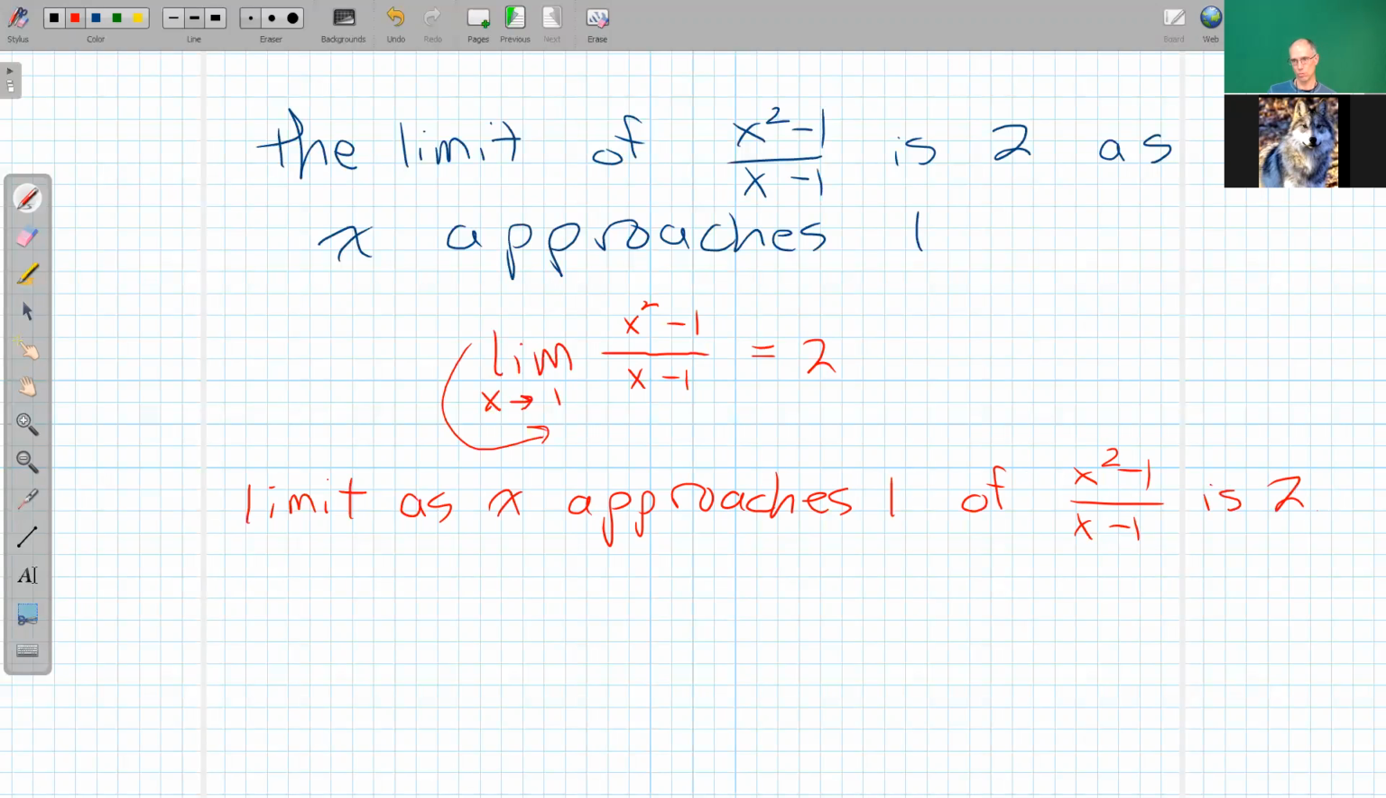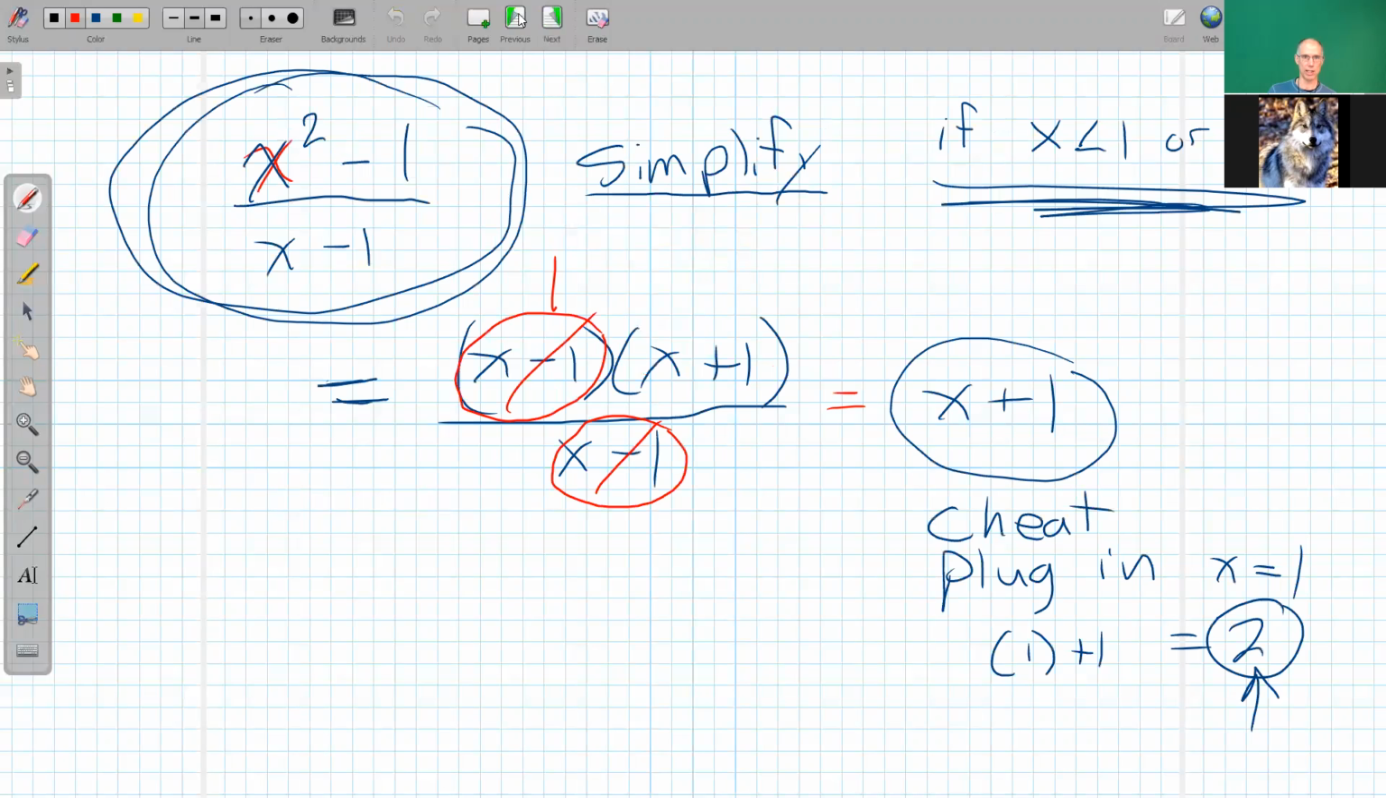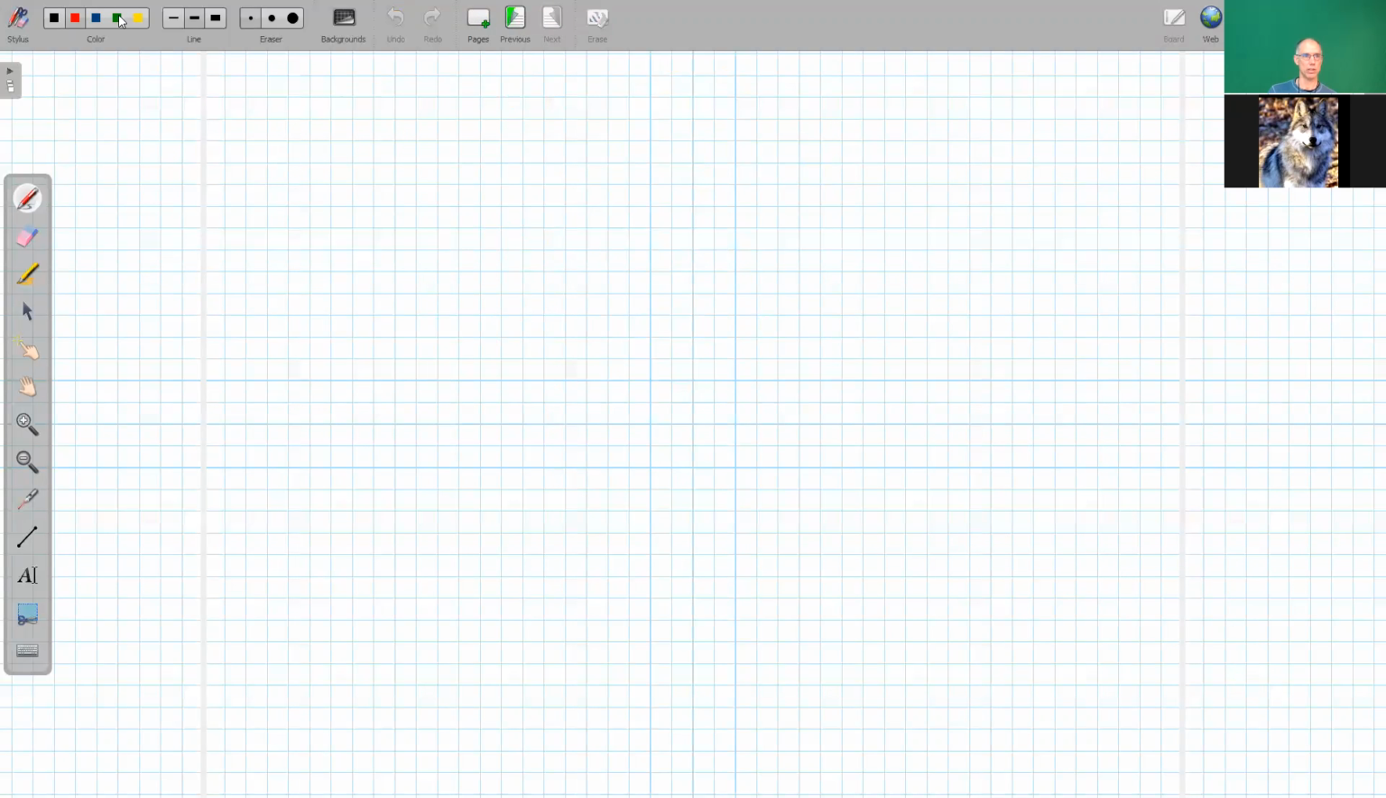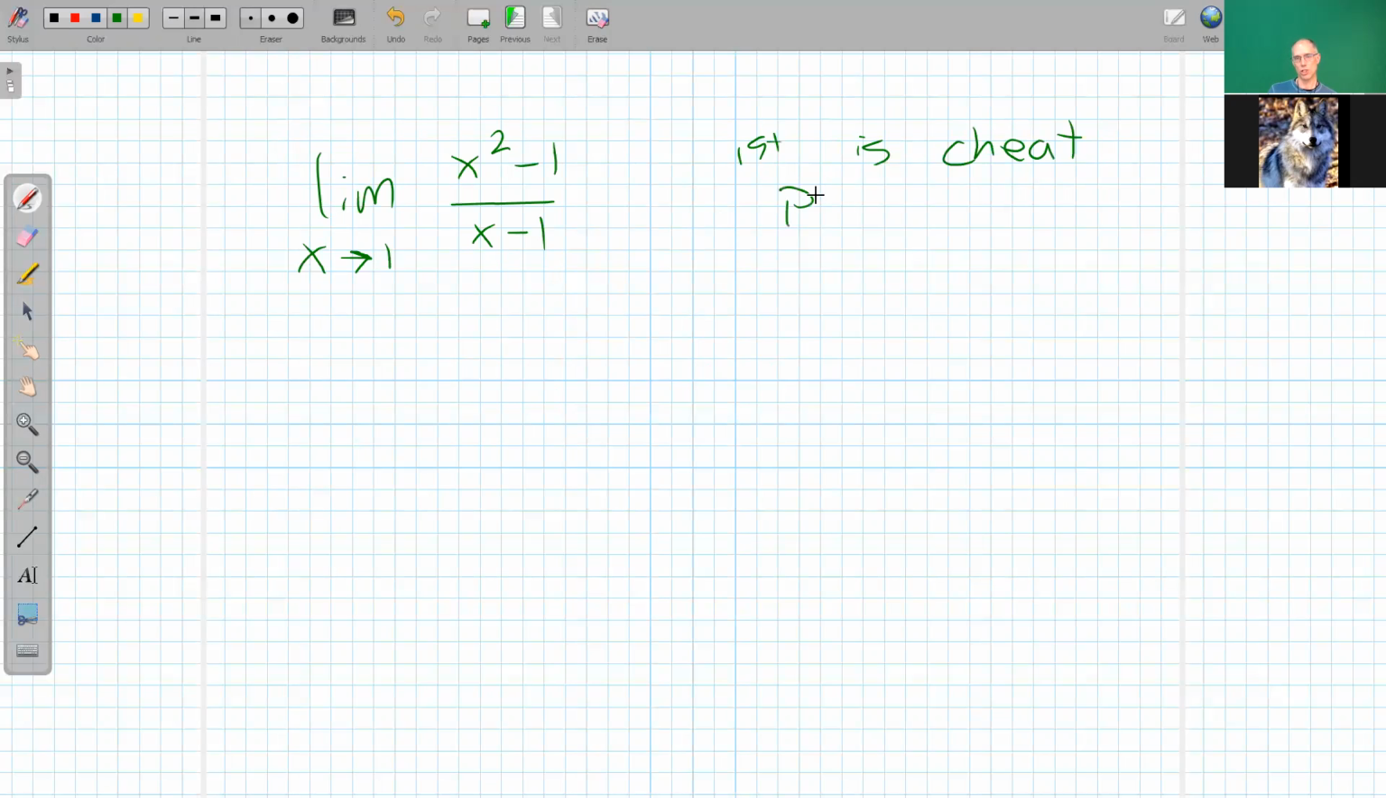Okay. Now I can't plug in 1, right? That was a problem. So I'm just going to write this down again. If I write it down again, usually when I see a limit like this, the first thing I do is cheat. What do I mean by cheat? To cheat means to plug in the number. Plug in x equals 1.